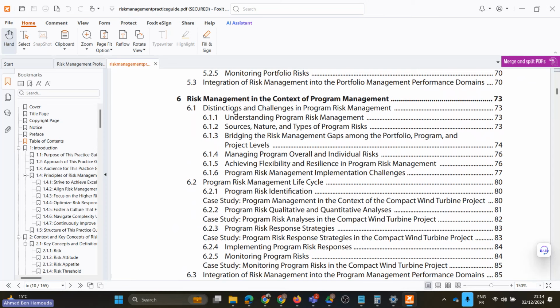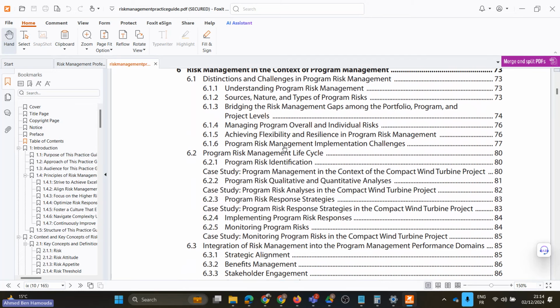Distinction and challenges in program management, understanding what program risk management is, sources, nature, and types of program risks. Then bridging the risk management gaps among portfolios, programs, and project levels, since the program actually is in the middle between portfolios and projects. How to manage a program's overall and individual risks. Okay, and this we repeat in the projects later on. We will see it. Okay, achieving flexibility and resilience in program risk management. Then risk management implementation challenges in programs.